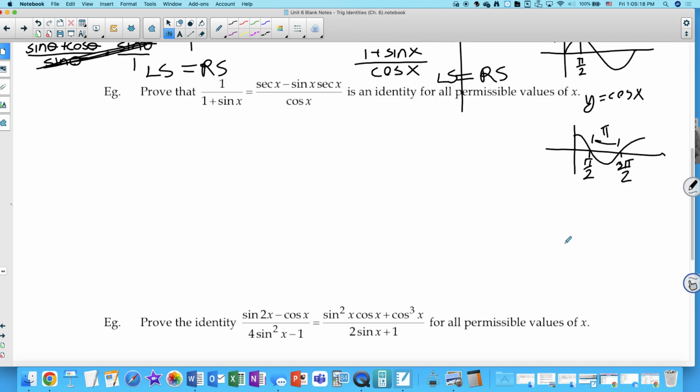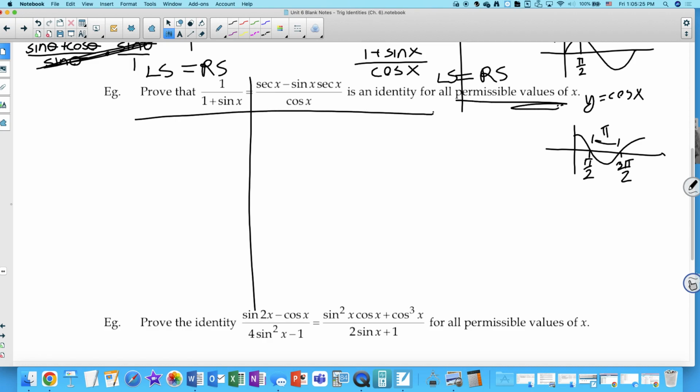Okay, so this is an important piece: for all permissible values of x. So what do I need to look at to figure out those permissible values of x? Yeah, you need to look at the non-permissible values, but you also need to pay attention to whenever you have reciprocal trig ratios, because there is a potential for another non-permissible value. Now, I don't think in this case it'll matter because sec x is 1 over cosine x, and that's already in the denominator, but it's something to look out for, right?